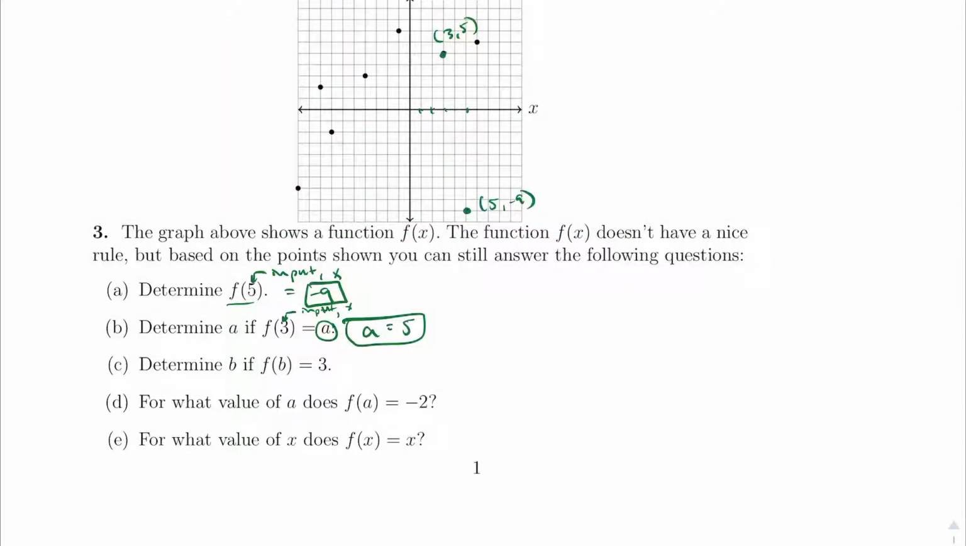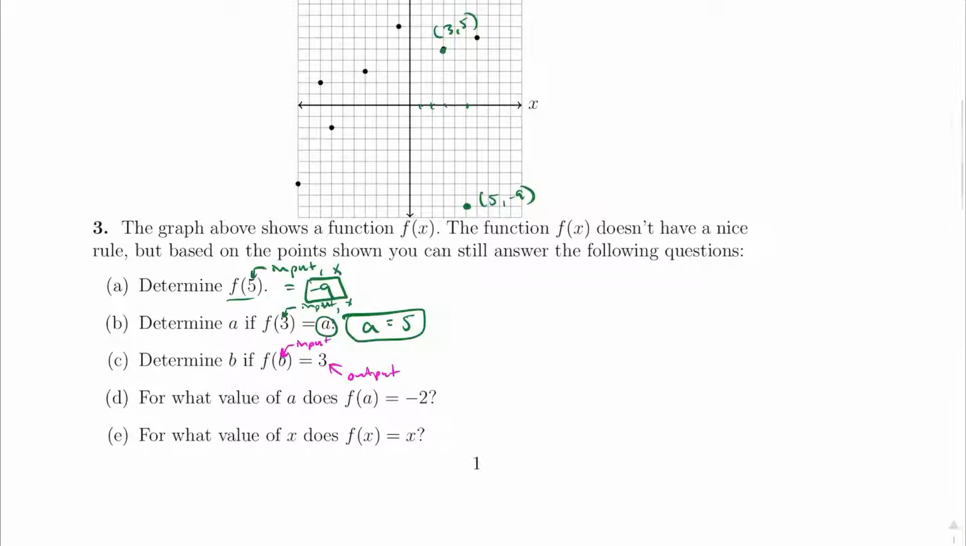For the next one, we're given an input of b, so we actually are missing the input this time, but we do know that the output is 3. So if the output is 3, that's the y-coordinate. So you go to 3 on the y-axis, and the only point there is negative 4, 3. So it must have been that the input was negative 4 to result in an output value of 3.